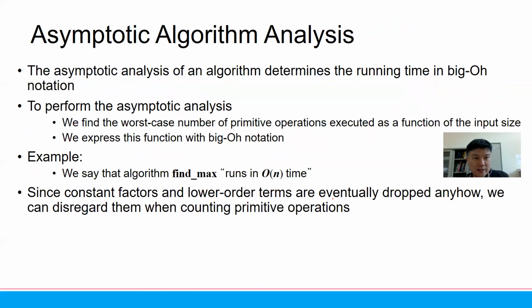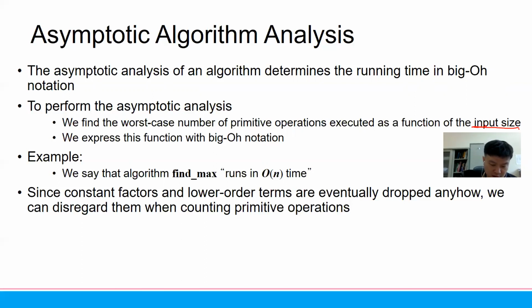So we call this the asymptotic algorithm analysis. This asymptotic analysis of an algorithm determines the running time in big O. This is what we already saw in the first slide about the best case, worst case, and the average case. So the asymptotic analysis is to find the worst case, which is about the primitive operations executed as a function of the input size n. And we express this function with big O notation.